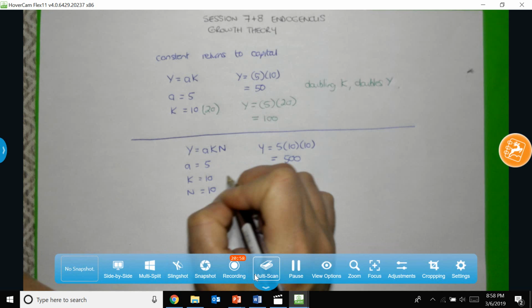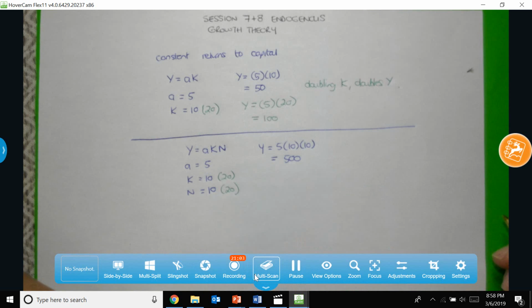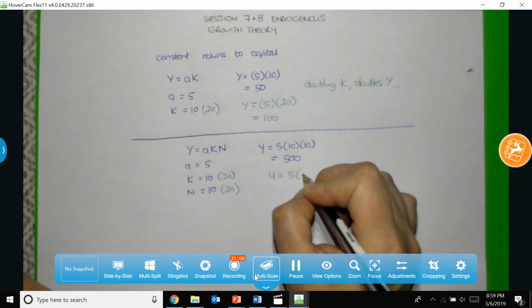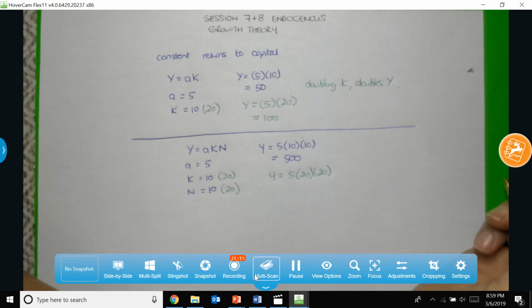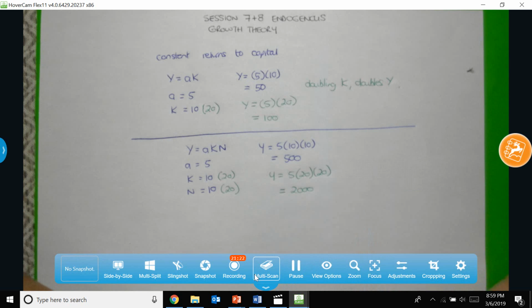Well, if we double the amount of capital, it goes to 20. If we double the amount of labor, it goes to 20. In our equation, we now have the marginal product of capital times 20, which is the value of capital stock, times another 20, which is the value of the population size. Multiplying that out, we get an answer of 2,000.